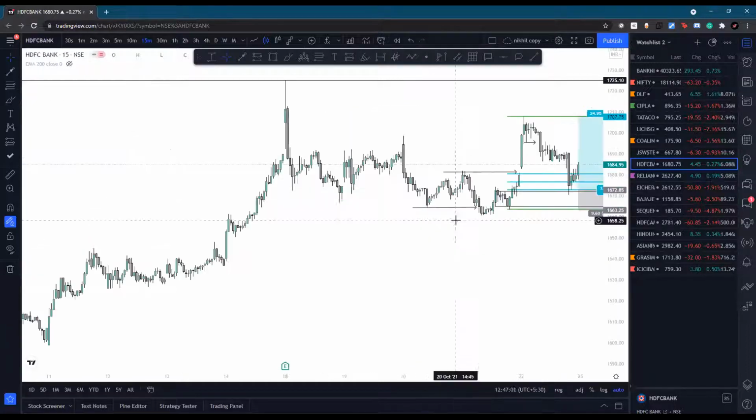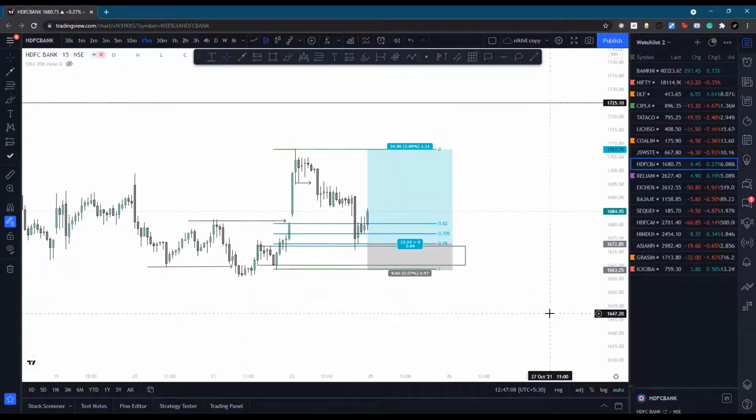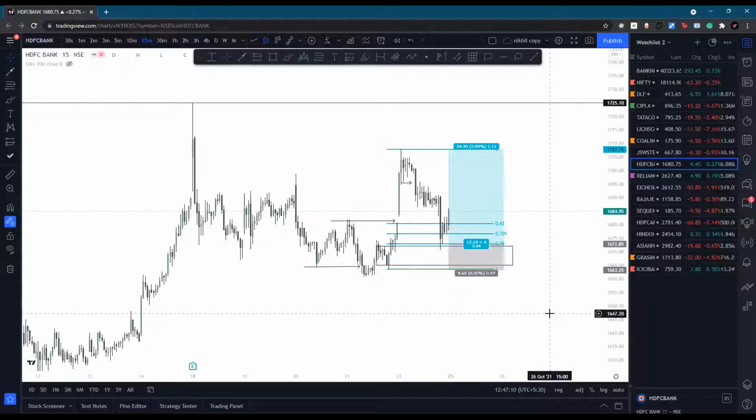HDFC Bank, I guess I have shared this on my story, and someone was holding a put of HDFC Bank. I don't know. Metal index fell that day. But in JSW Steel, I guess the result was also good, and I'm expecting it to go higher.